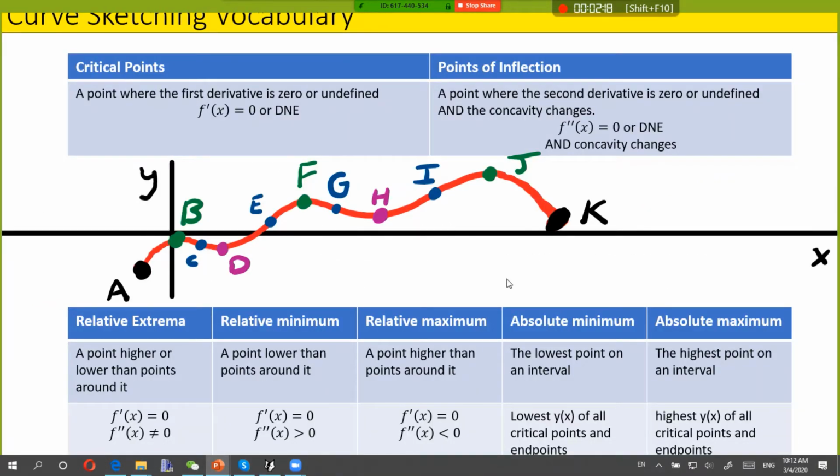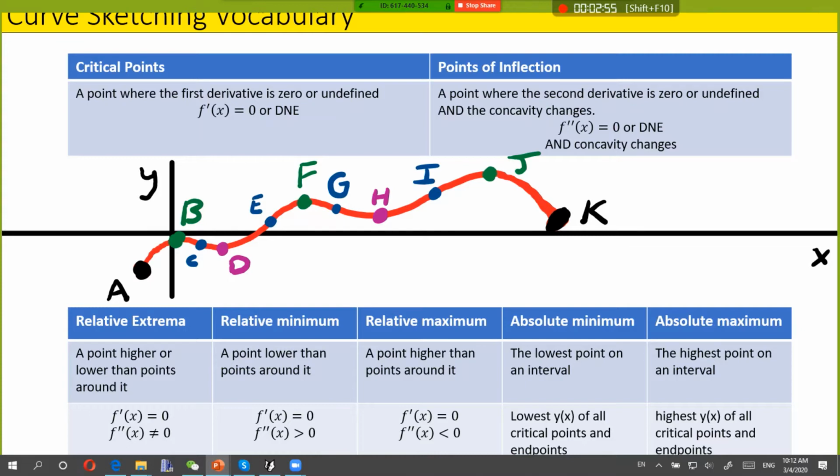Okay, we also looked at critical points and points of inflection. A critical point is any point where the first derivative is 0 or undefined. So B, D, F, H, and J are all critical points. A point of inflection is any point where the second derivative is 0 or undefined and the concavity changes. So right now my concavity is changing at C, E, G, and I. So all of my blue points are points of inflection. All of my green and pink points are critical points showing on the graph.